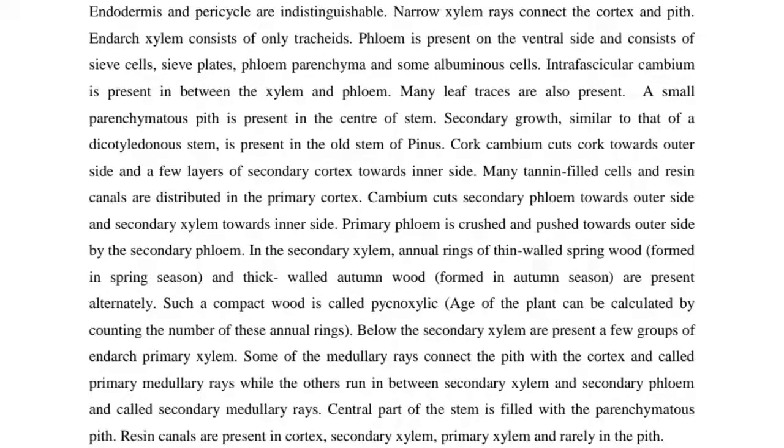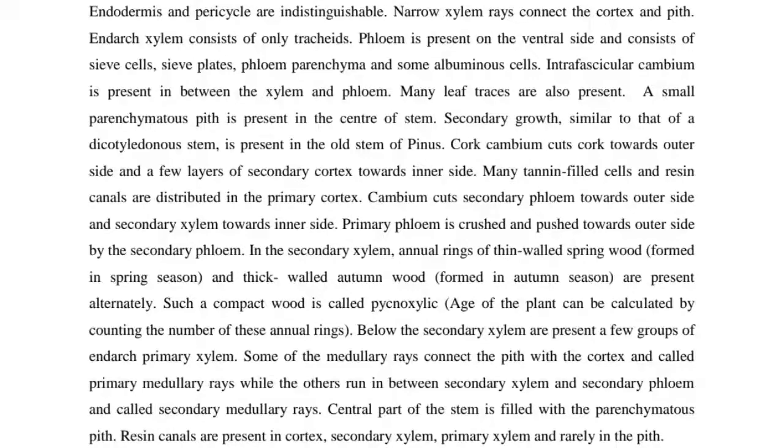Intrafascicular cambium is present in between the xylem and phloem. Many leaf traces are also present. A small parenchymatous pith is present in the center of stem. Secondary growth, similar to that of a dicotyledonous stem, is present in the old stem of Pinus. Cork cambium cuts cork towards outer side and a few layers of secondary cortex towards inner side. Many tannin-filled cells and resin canals are distributed in the primary cortex.